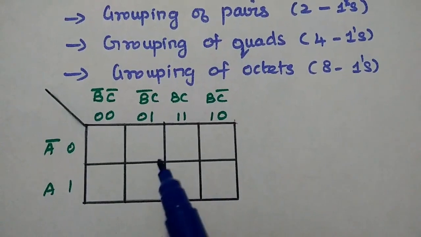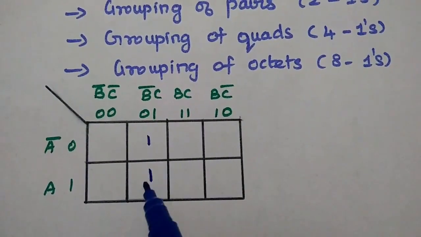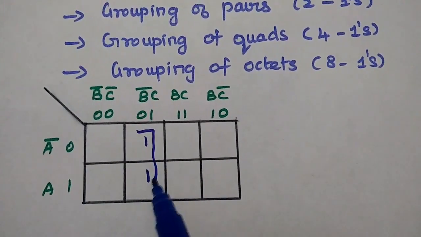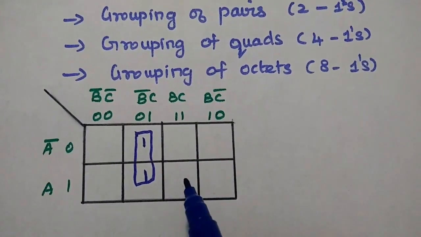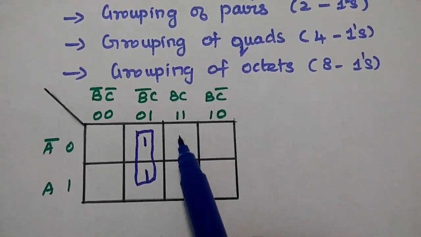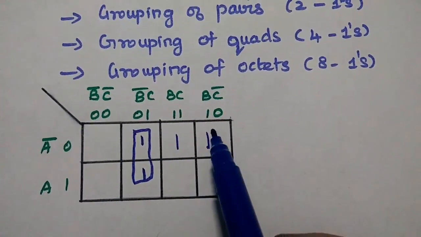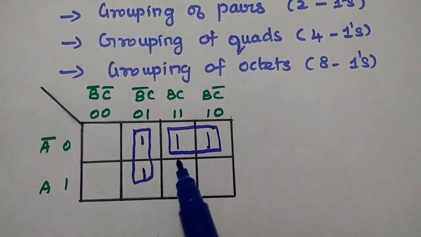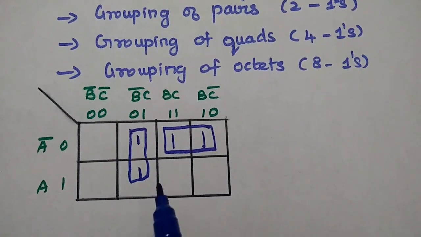Grouping of pairs means if there are 2 ones, then we can group these 2 ones vertically. There is one more case where 2 ones are side by side. That is, we can group 2 adjacent ones in horizontal order or vertical order.